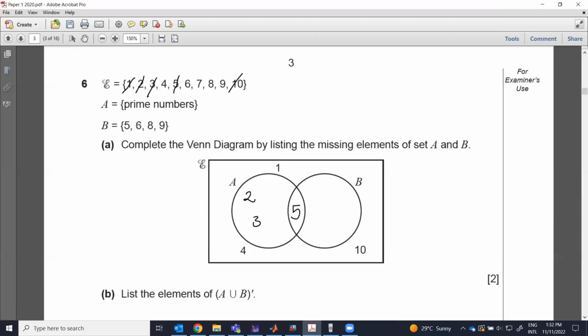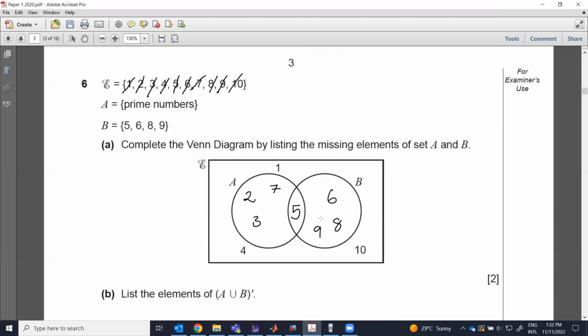4 is not a prime number, but it's also not in B. So that means it must be outside both of these circles. So 4, there it is, already written for me. Then 6 goes in B. 7 is a prime number, so 7 goes here. 8 is in B. And 9 is in B.